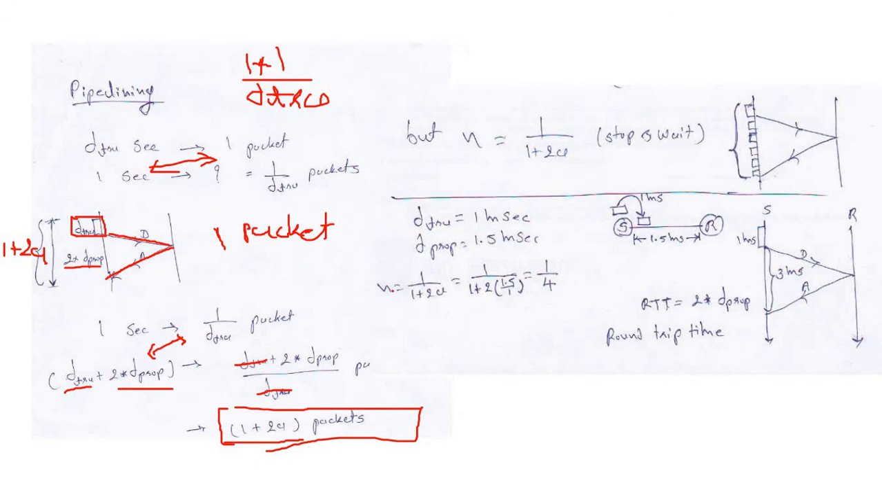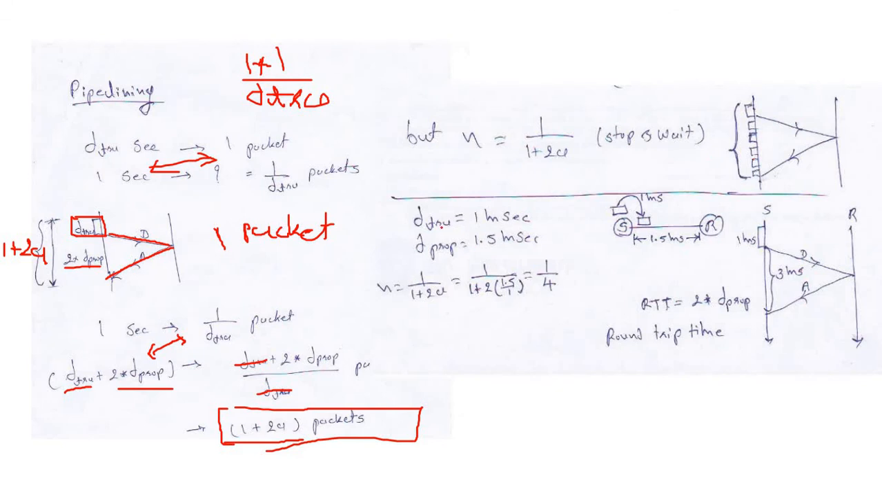If you understand this thing very well, efficiency is equal to 1 upon 1 plus 2a. Get it? Because if we are able to send 1 plus 2a packets, every second we are sending the packets without stopping. During the stop and wait protocol, after sending 1 packet, we stop and wait. Whenever the acknowledgement arrives, then we send new packets. But suppose you keep sending without stopping, you will be able to send 1 plus 2a packets. That is total capacity.